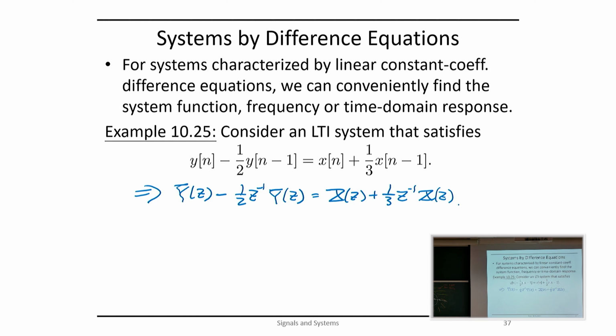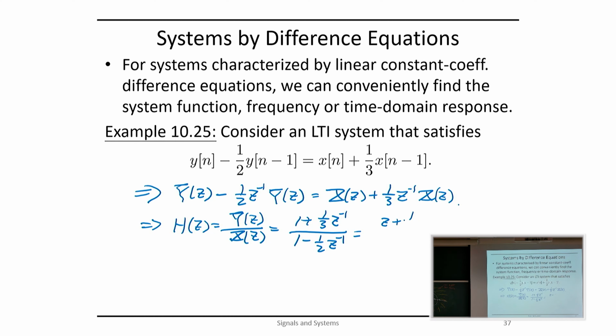So just by rearranging the terms, dividing X of z to the other side, you get H of z, which is Y of z over X of z. And this is 1 plus 1/3 z inverse over 1 minus 1/2 z inverse. Okay? Or you can write it in terms of polynomials in z. If you multiply z in both the numerator and denominator, you get z plus 1/3 over z minus 1/2. So in this case, you have a 0 at minus 1/3 and a pole at 1/2. Right?